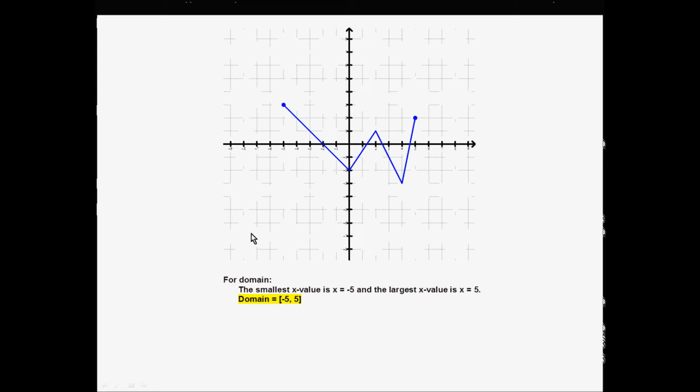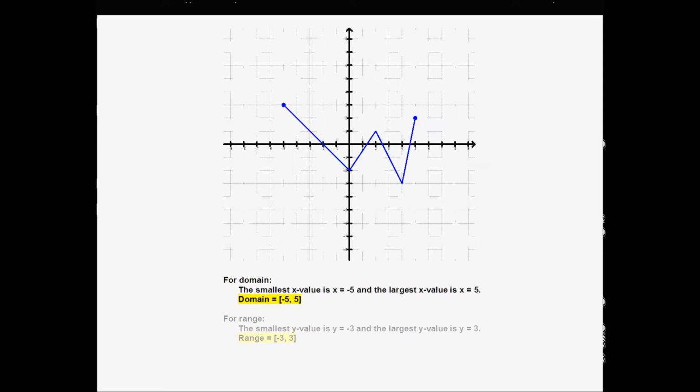Okay, looking at our graph, this is the lowest point. The y value there is -3. And again, it is part of the graph. There isn't a hole there. Okay? And then what is the tallest value? There's the tallest value. The y value there is 3. So the range is the closed interval from -3 to 3. So again, for domain, go from left to right. For range, go from bottom to top.